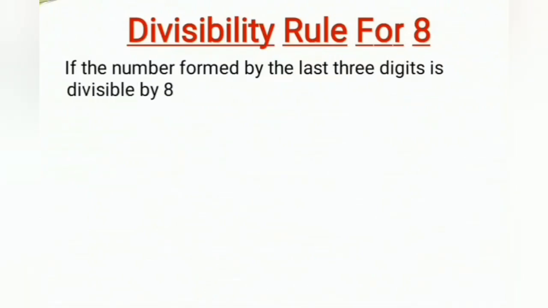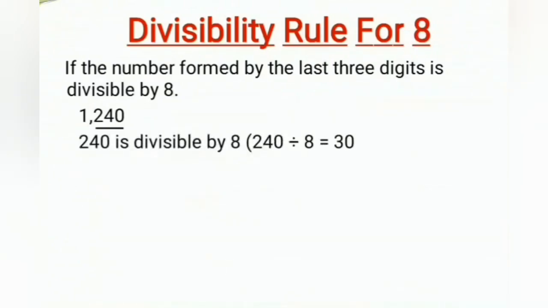Divisibility rule for number 8. If the number formed by the last 3 digits is divisible by 8, then the given number is divisible by 8. Let's see an example, 1240. Here the last 3 digits are 240, which is divisible by 8. So 1240 is also divisible by 8.